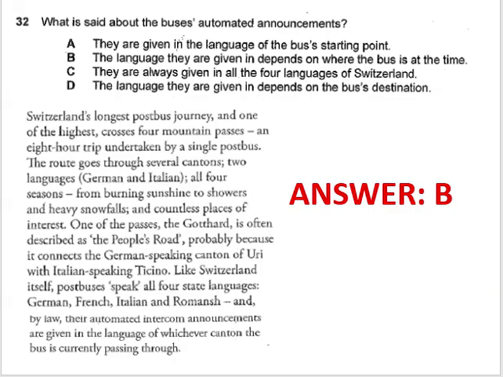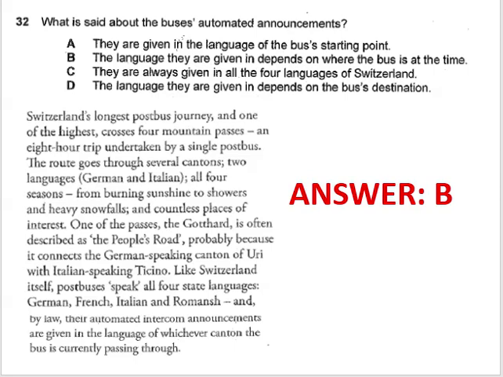Now moving on to the last question in this set of MCQs. So let's see what it is. What is said about the bus's automated announcements? So let's see where it is given about automated announcements. Switzerland's longest post bus journey, and one of the highest, crosses 4 mountain passes, is an 8-hour trip undertaken by a single post bus. So did you come to read anything about automated announcements?